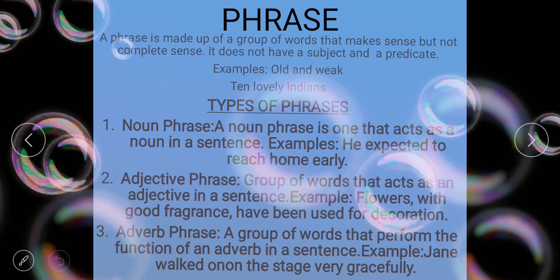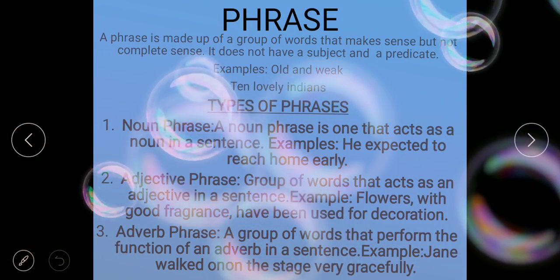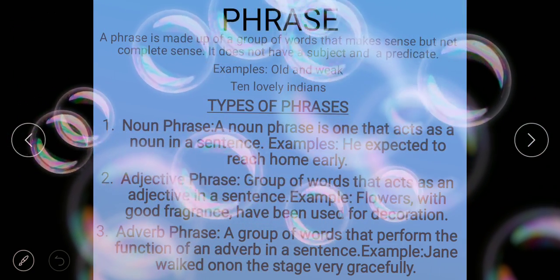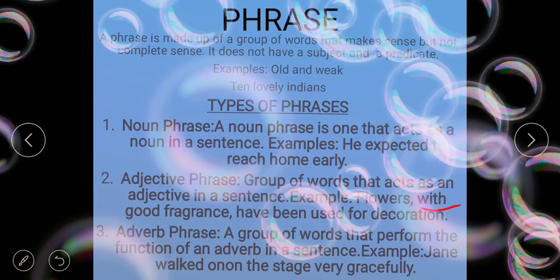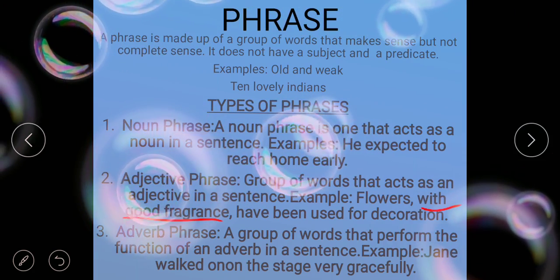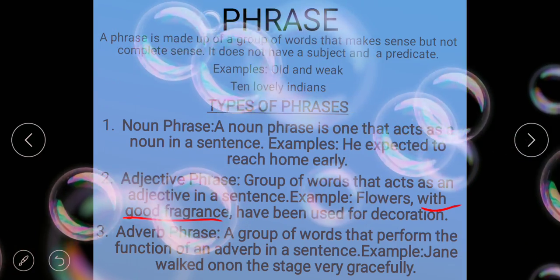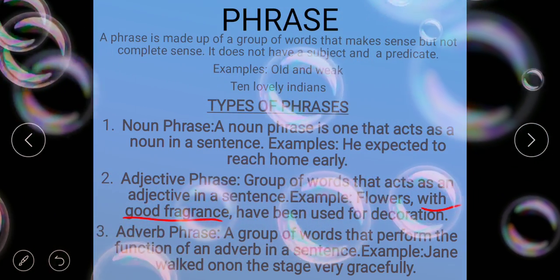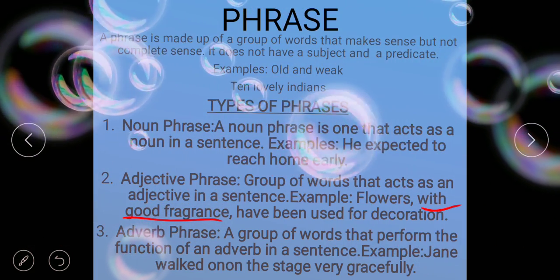Next one is the adjective phrase. An adjective phrase is a group of words that acts as an adjective in a sentence. Like, flowers with good fragrance have been used for decoration. With good fragrance is an adjective phrase describing the flowers. Rohan, a boy with courage, fought with the chief. A boy with courage. This is an adjective phrase.